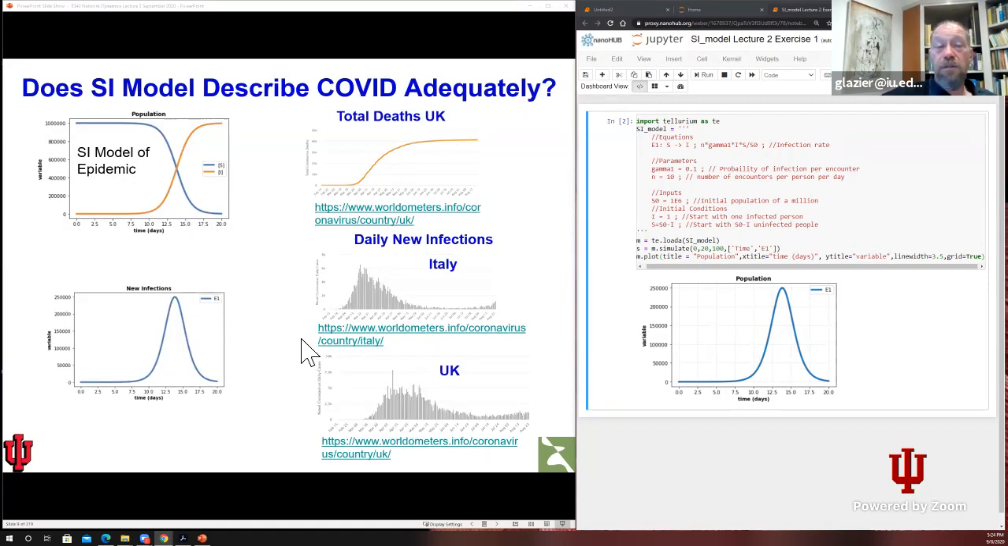So let's actually now pull the data. We showed these data the other day. Here's our SI model of an epidemic. Here, total deaths in the UK. And I've got daily new infections in Italy, daily new infections in the United Kingdom. To begin with, our orange line of I and our orange line of deaths, they're both orange and they're both sigmoids. So I guess that's good. They're not totally unlike each other.